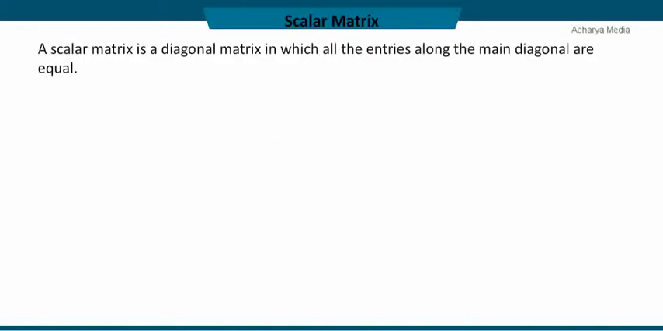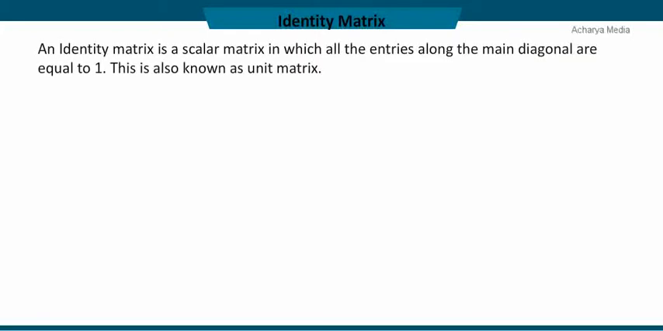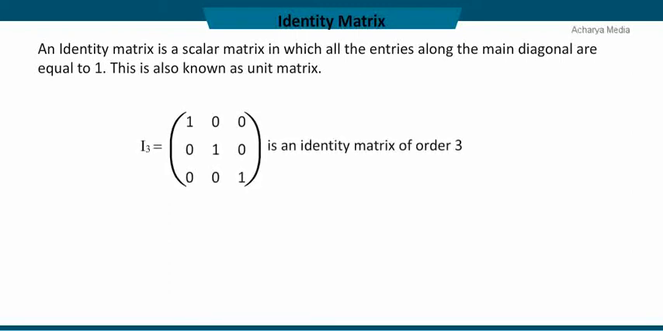Scalar matrix. A scalar matrix is a diagonal matrix in which all the entries along the main diagonal are equal. In the matrix given below, 3 identical stars representing the same number are present along the principal diagonal, and the remaining elements are 0. Identity matrix. An identity matrix is a scalar matrix in which all the entries along the main diagonal are equal to 1. This is also known as unit matrix. I3 denotes an identity matrix of order 3.